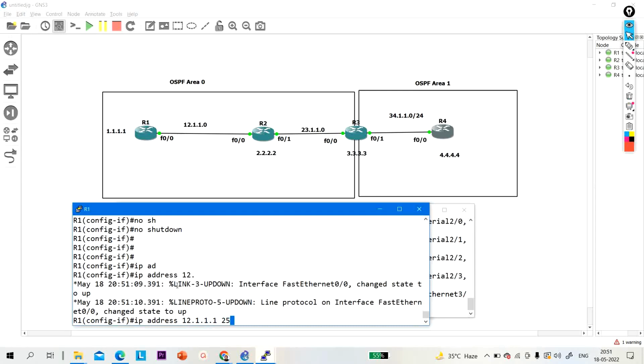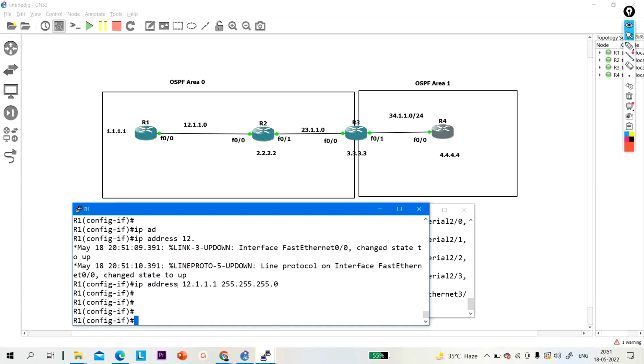How many types of messages are there in EIGRP, by the way? Hello, update, query, reply, acknowledgement. What is the use of query message in EIGRP?